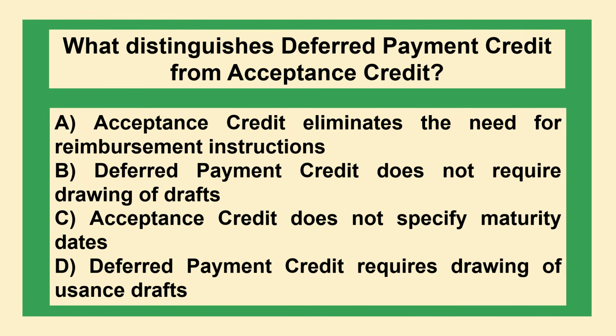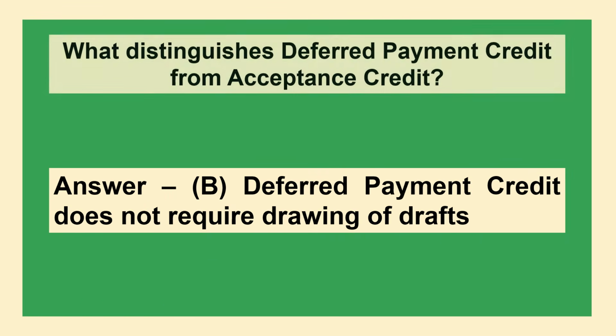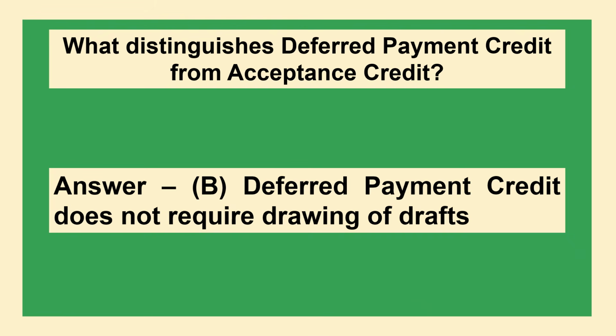Question: what distinguishes deferred payment credit from acceptance credit? Option A: acceptance credit eliminates the need for reimbursement instructions. Option B: deferred payment credit does not require drawing of drafts. Option C: acceptance credit does not specify maturity dates. Option D: deferred payment credit requires drawing of usance drafts. Answer: option B: deferred payment credit does not require drawing of drafts.